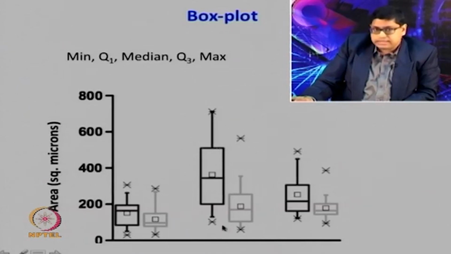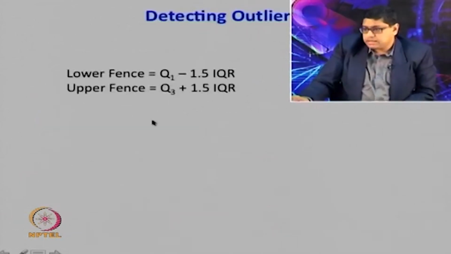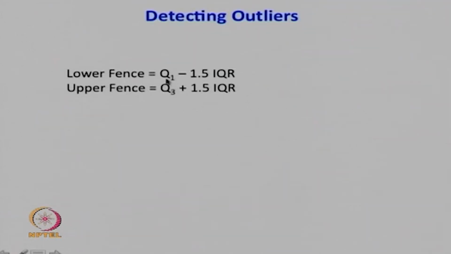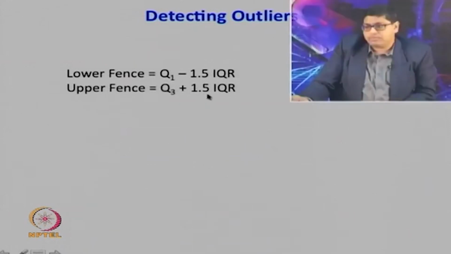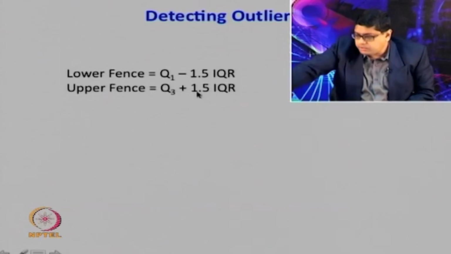But what you can see is these error bars do not always extend to the maximum or the minimum, because you calculate what is called the lower fence, which is defined as Q1 minus 1.5 times the interquartile range, and the upper fence, which is defined as Q3 plus 1.5 times the interquartile range.